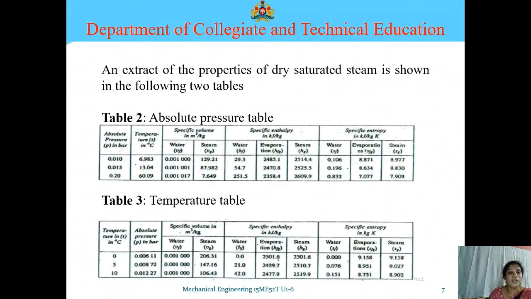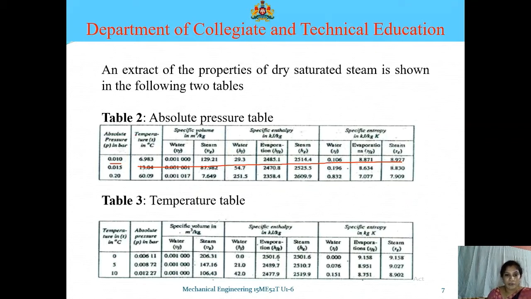So in the absolute pressure table, the pressure will be the dominating property in this particular case. If I know the pressure, for that corresponding pressure, I can find out the various properties of the steam. That is what is called the absolute pressure table.